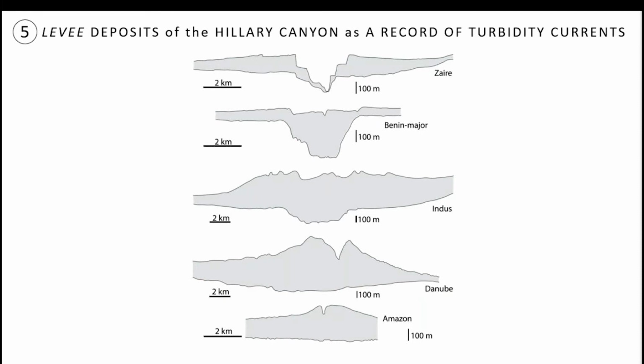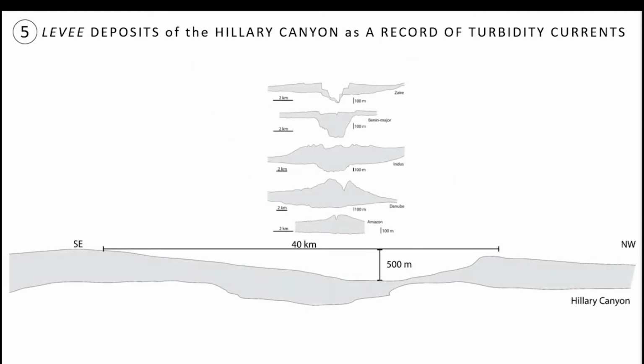Now let's compare them with the Hillary Canyon. This is a schematic view of the Hillary Canyon scaled to these channels over here, and you can see how big the entire system is. And just as a bonus feature, this is the profile of the NAMOC, one of the largest submarine channels in the world. As you can appreciate, the Hillary Canyon is quite a large system, which makes you think of the size of the plume and the amount of sediment that it is carrying.